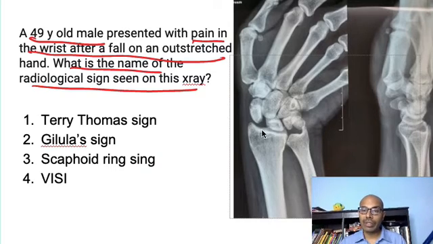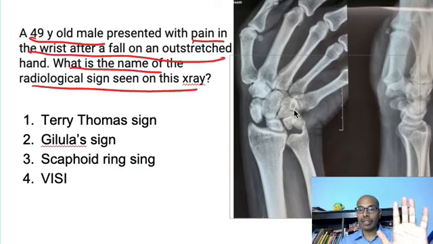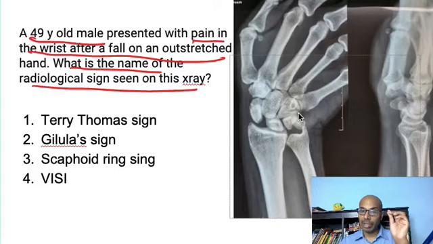So let's look at this wrist X-ray. He fell on an outstretched hand. Outstretched hand can cause all kinds of injuries, including scaphoid fractures, distal radius fractures, elbow fractures, and up to the clavicle. So a fall on an outstretched hand is a good indication that there is some kind of trauma. What you see in this X-ray, we see the radius, the ulna, and the carpal bones. What is significant about the carpal bones here?